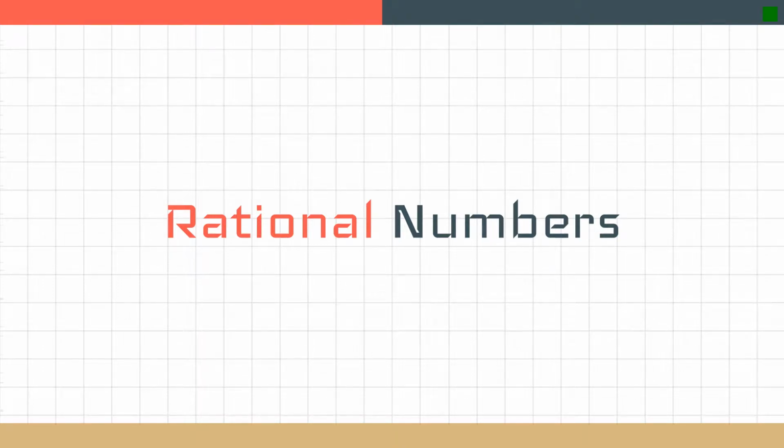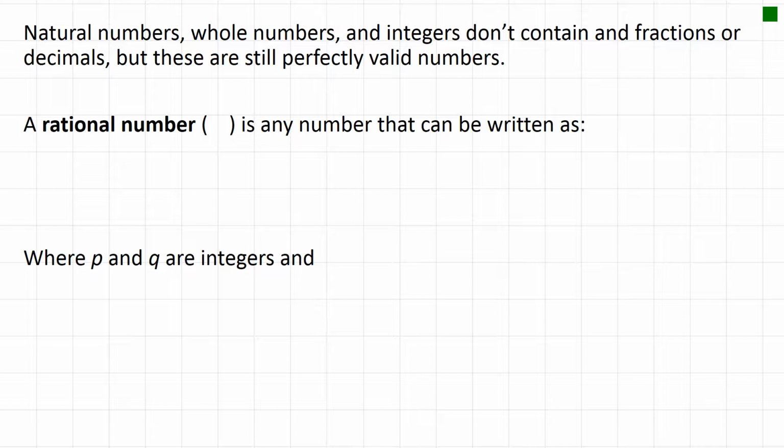Rational numbers. Natural numbers, whole numbers, and integers don't contain any fractions or decimals. But of course, fractions and decimals are still perfectly valid numbers, so they have to be in a different set of numbers. We call this set the rational numbers, Q. And it's not R for another reason. You'll see we'll find another set of numbers a little later which gets an R.